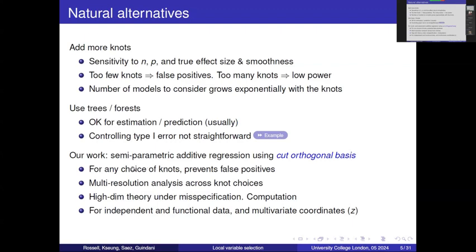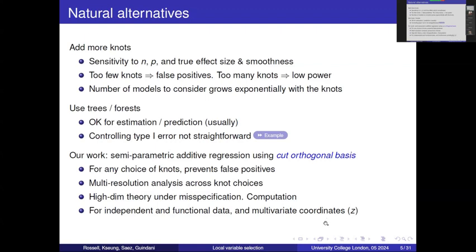We're then going to propose a multi-resolution analysis that's going to help us improve power, and it's there that the Bayesian framework really kicks in. Then we propose high-dimensional theory showing that we recover the right model, and we propose some computations. Again, we consider independent and functional data, and Z would be multivariate.